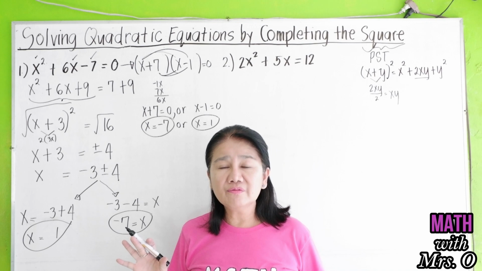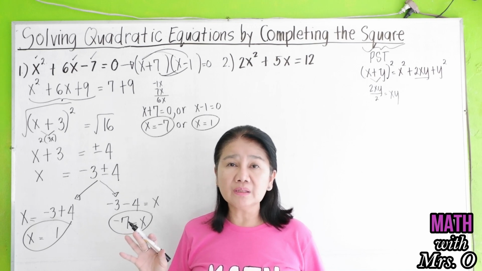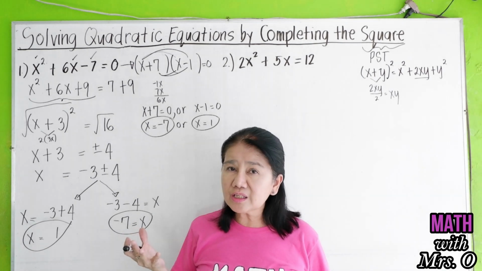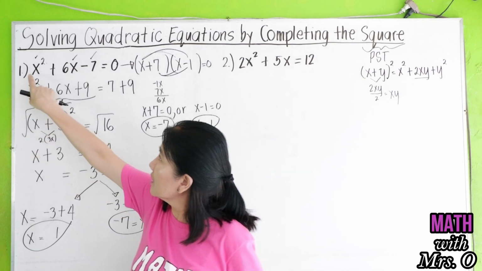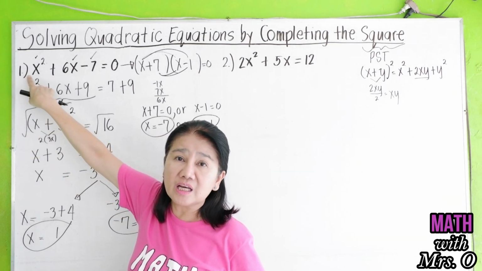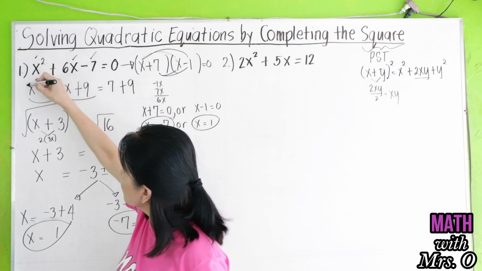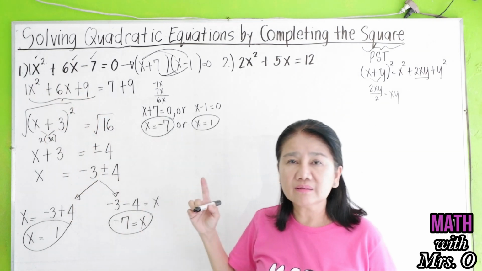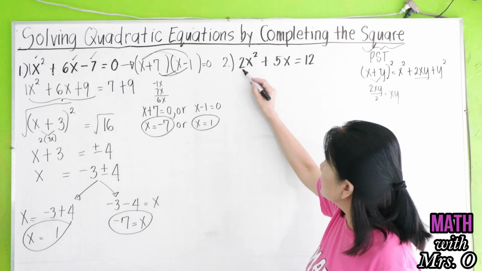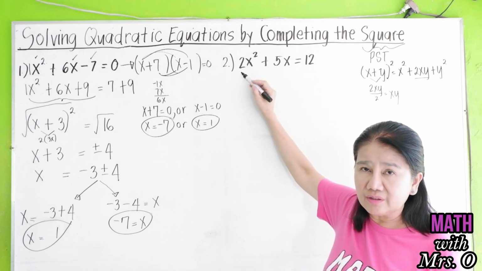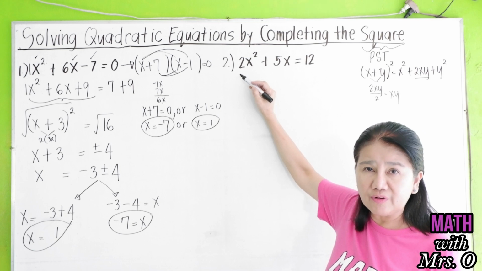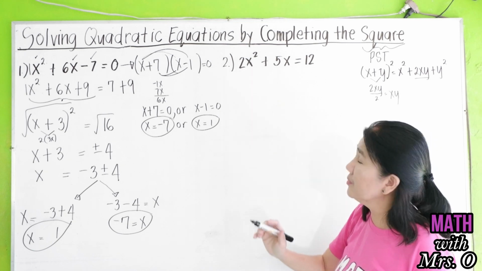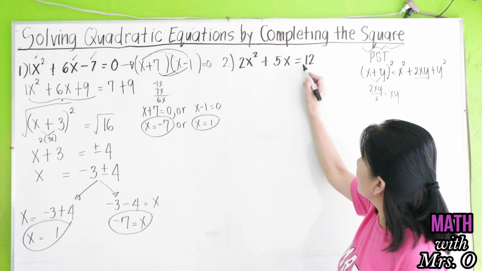Now, let us have another example of a quadratic equation where the coefficient of x squared is not 1. Remember, this is equal to 1x squared, but here it could be 2 or any other number like 3 or 4 or 5. Okay. How do you do this? You do the same thing.